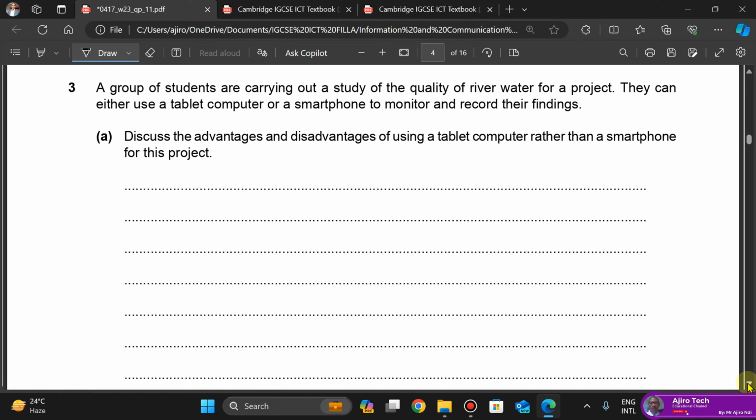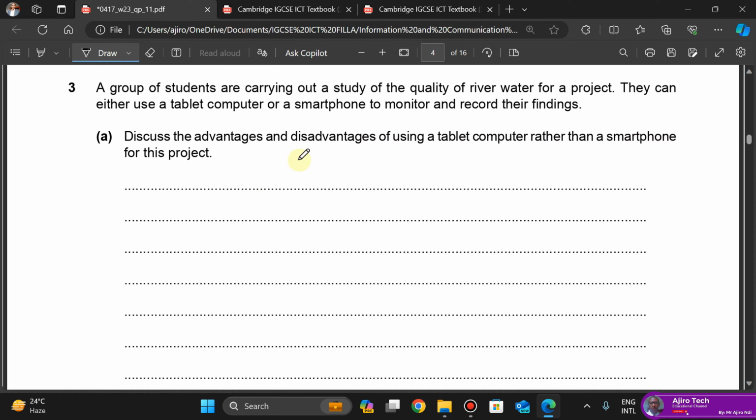A group of students are carrying out a study of the quality of river water for a project. They can either use a tablet or a smartphone to monitor and record their findings. Now, they said what? Discuss the advantages of using a tablet computer rather than what? A smartphone for this project.